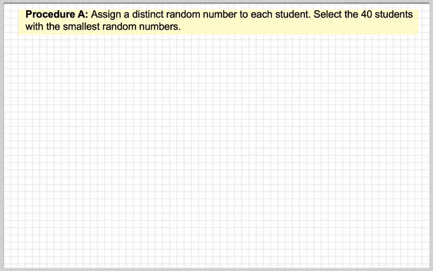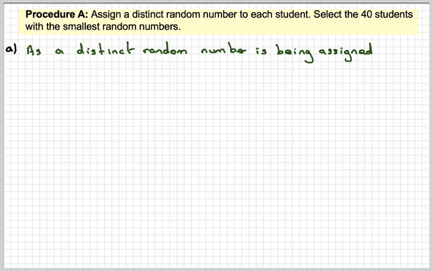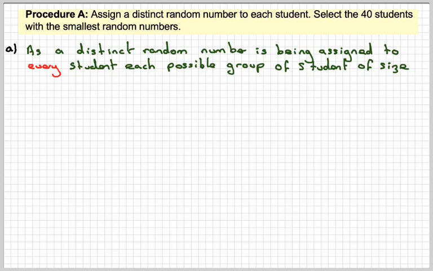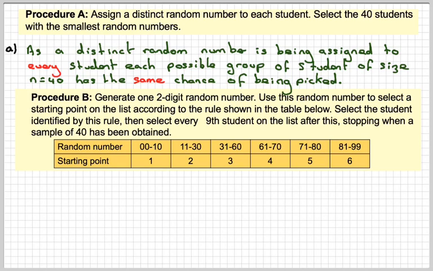So we need to answer that question. As a distinct random number is being assigned to every student, each possible group of students of size n equal to 40 has the same chance of being picked. So therefore we have a simple random sample.